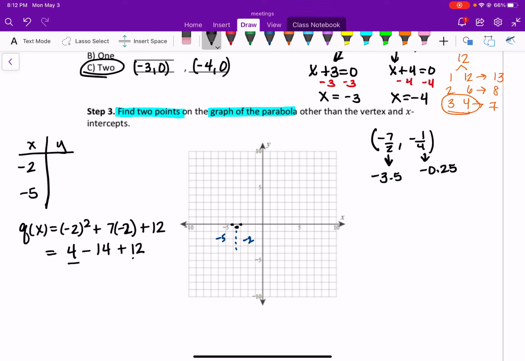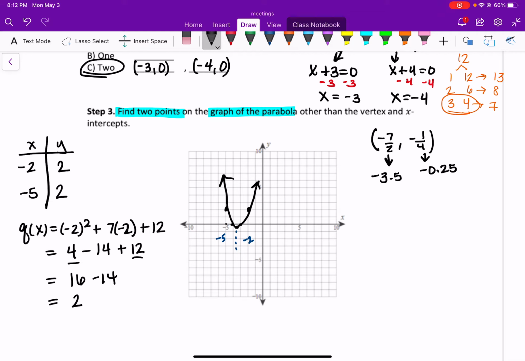So this would be 4 minus 14 plus 12. I always like to add my whole numbers together first. So that's 16 minus 14, or 2. So that's going to be 2. So I graph those points. I'm going to go to the left 2, up 2, go to the left 5, up 2, and then I have my parabola that I can graph.